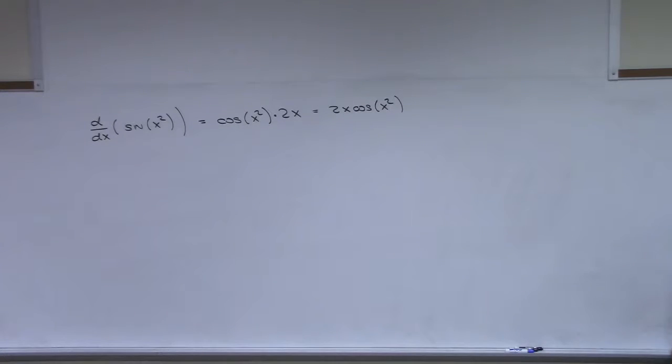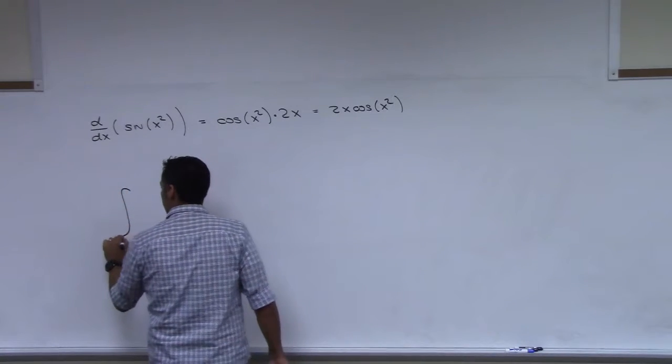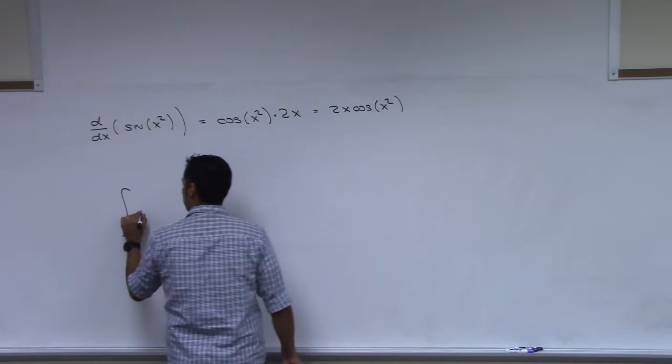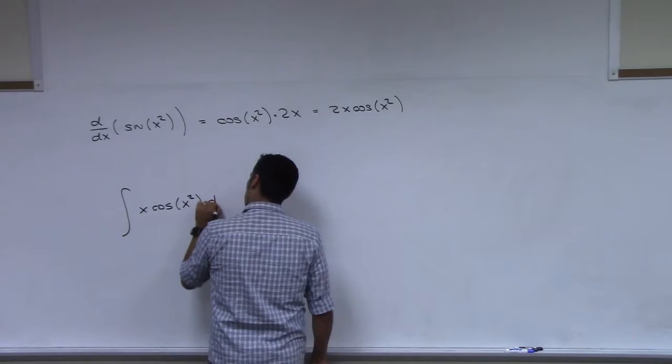All right, now let's look at this next question. The next question is to find the antiderivative, right? That's what this is saying. Find the antiderivative of x cosine of x squared dx.